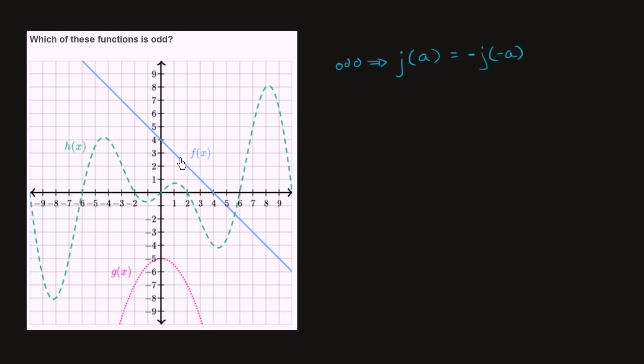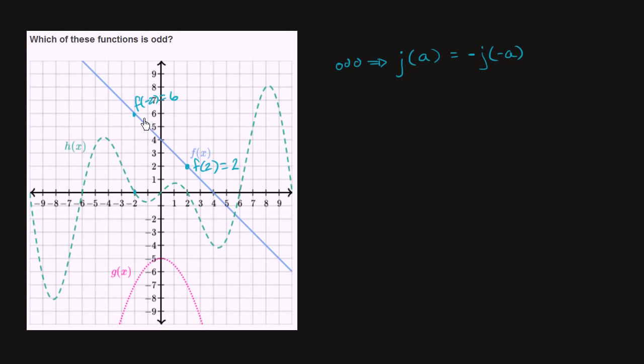So let's look at f of x. So we could pick a particular point. So let's say when x is equal to 2. So we get f of 2 is equal to 2. Now what is f of negative 2? F of negative 2 looks like it is 6. F of negative 2 is equal to 6. So these aren't the negative of each other.